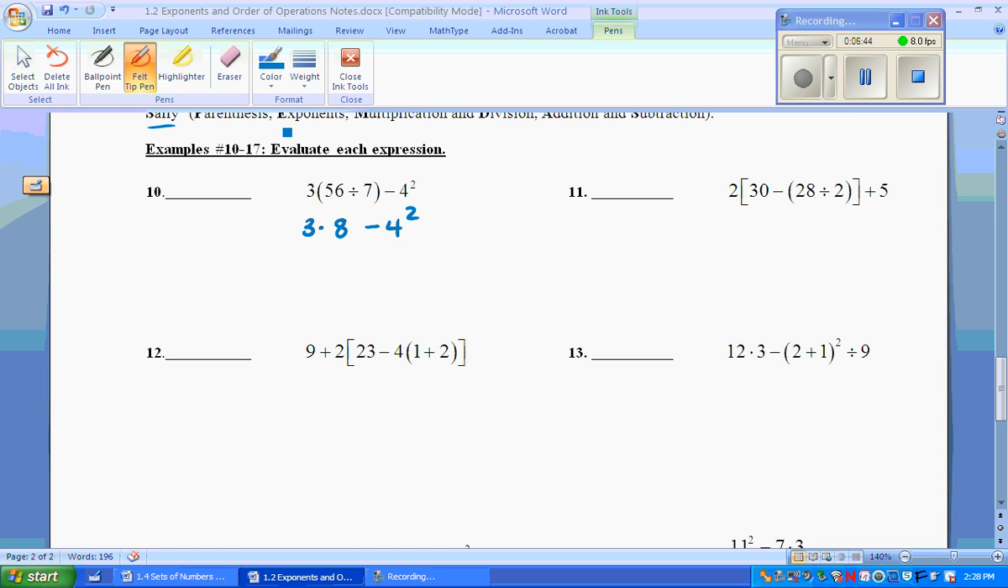What's the next rule? Exponents, like it says. So we have 3 times 8 minus 4 squared. 4 times 4 is 16.